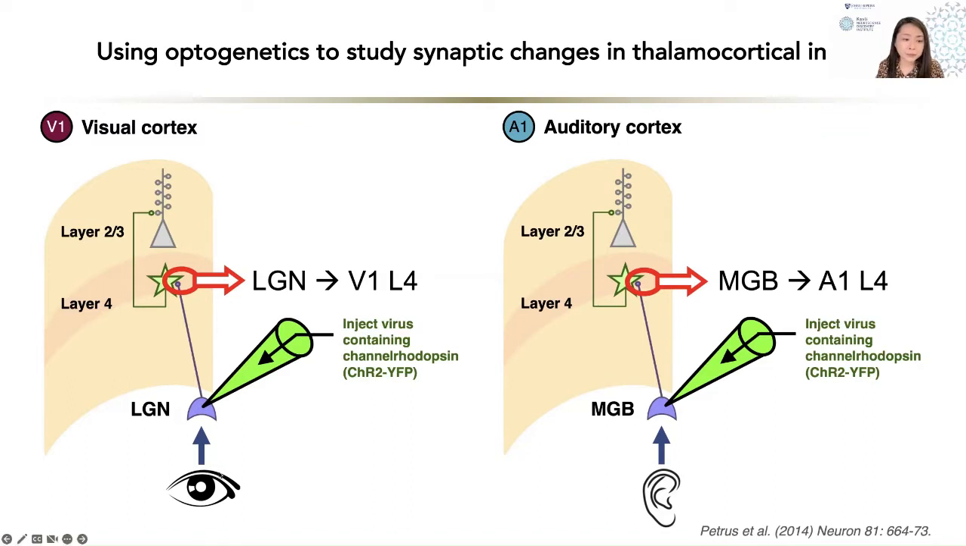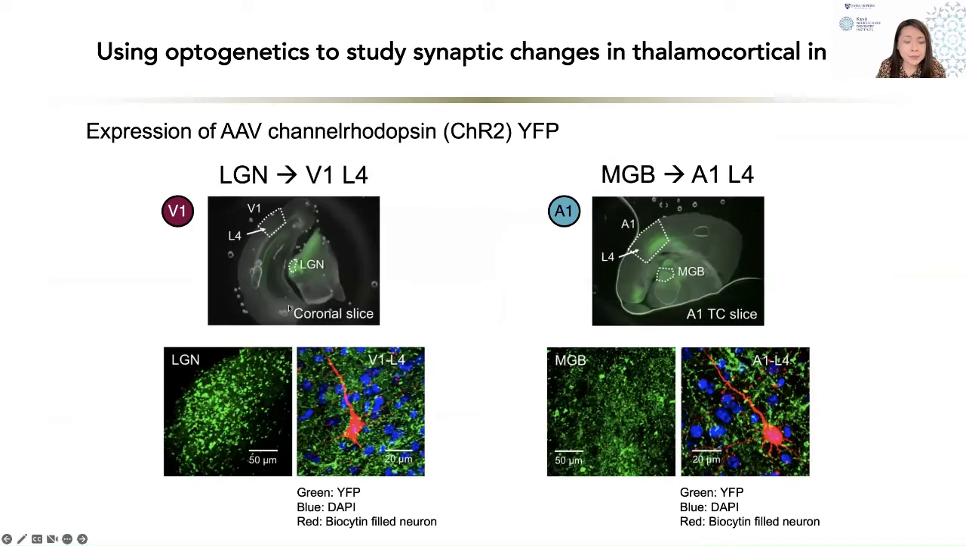We did the experiments in normal, visually sighted animals, as well as in ones that were put in the dark for 1 week as adults. This is just to demonstrate that channelrhodopsin works really well. This is a layer 4 visual cortical neuron we recorded from, filled with red, receiving all the channelrhodopsin-expressing terminals shown in green. It's a similar thing with the auditory cortical recordings, as shown here.